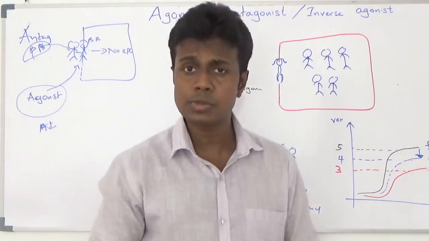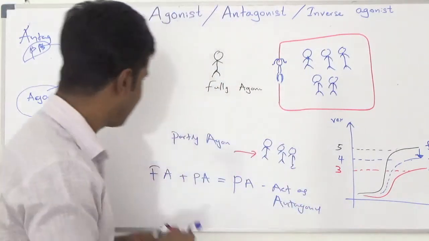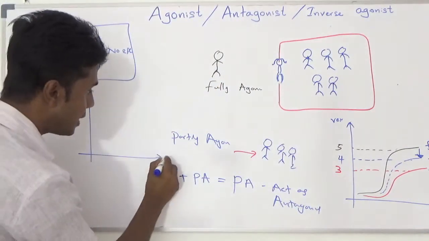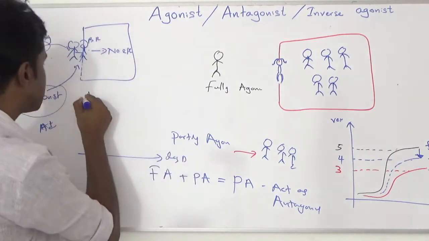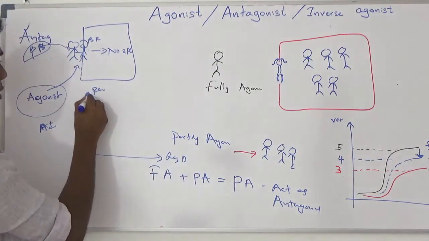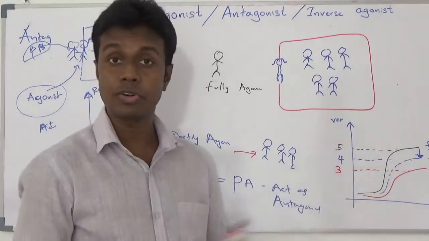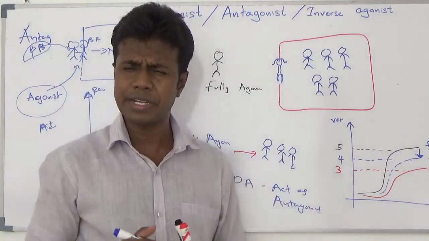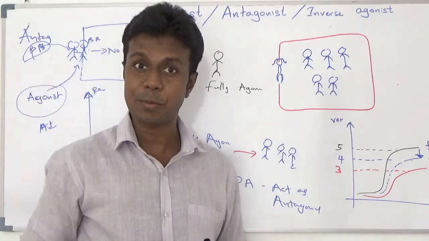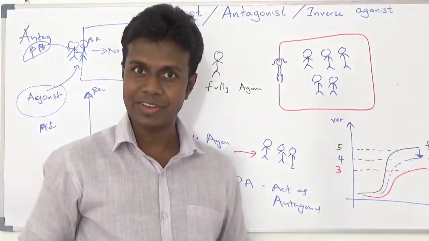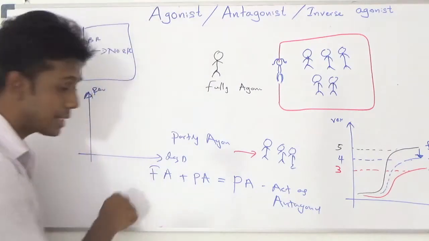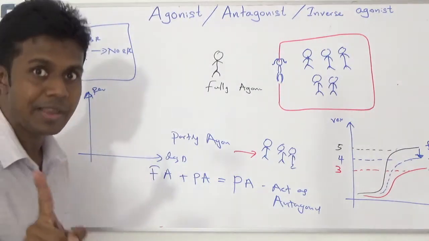If I draw the dose response curve for antagonist, it will be like this. Here log dose, here response. There will be zero response. But why? No children. Simply they bind together because it is an arranged marriage, but no effect. That is how your antagonist acts.